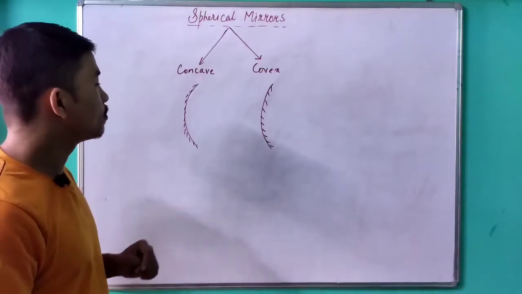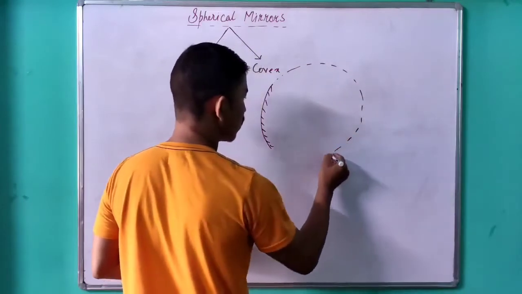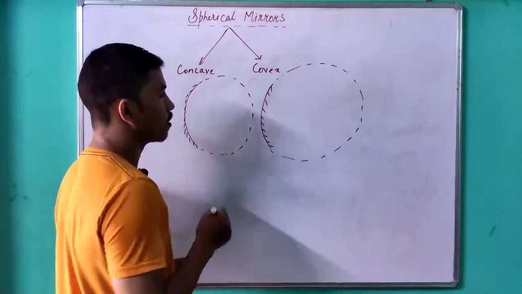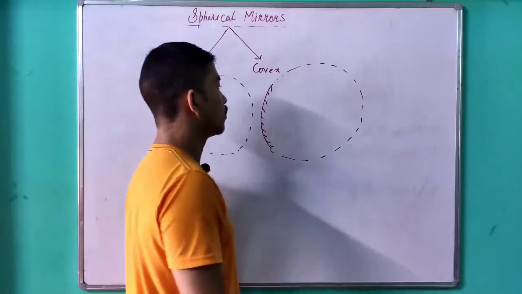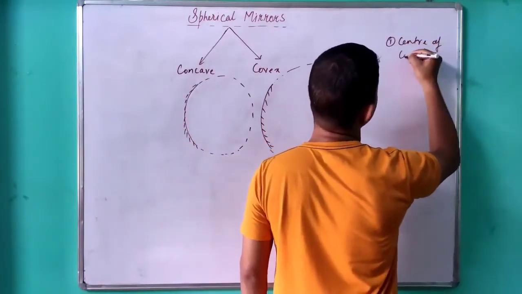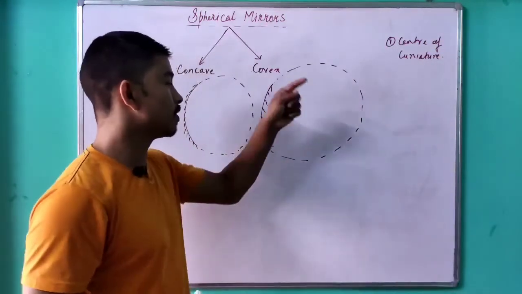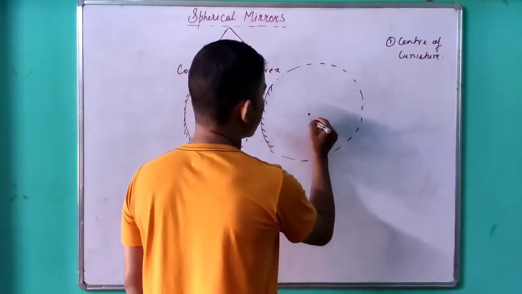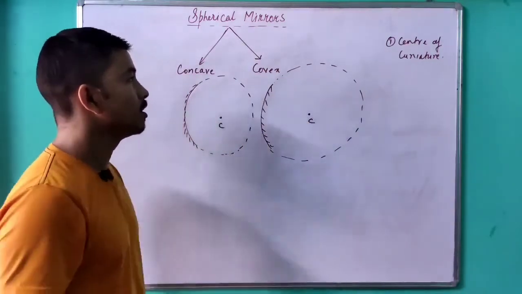For both of these mirrors, we can complete the arc to form a bigger sphere, in both cases. Now there are some terms related to spherical mirrors. The first is the center of curvature. What is the center of curvature? It is the center of that hollow sphere whose part is a mirror. So if I have the center of the sphere C here, and here also, this point is known as the center of curvature.